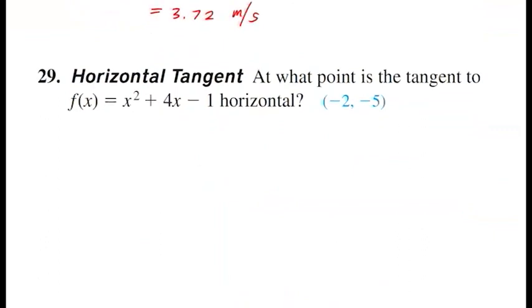Number 29, horizontal tangent. Oh yeah, if the parabola looks like this, it has to be flat right here. You know what I'm saying? So what it's saying is the slope, meaning the derivative, is equal to 0. So the first thing is we have to find what this is.